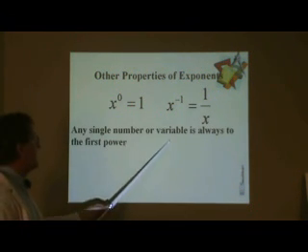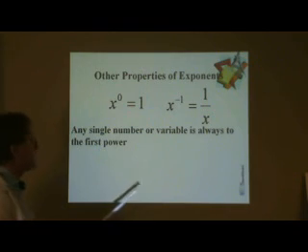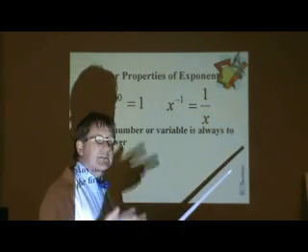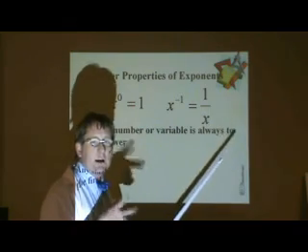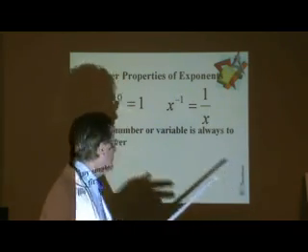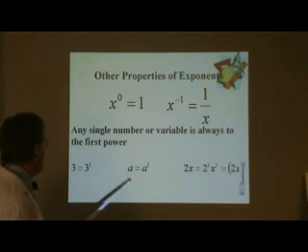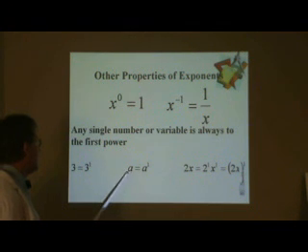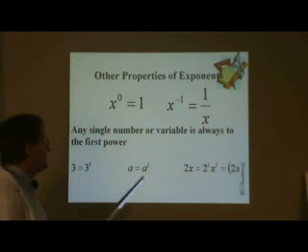Any single number or variable is always to the first power. Just like with square root, if there's no number there, we understand that we have the second root. Same thing here. If I just have any number like 3, I could write it as 3 to the first power. If I have any number a, I could write it as a to the first power.